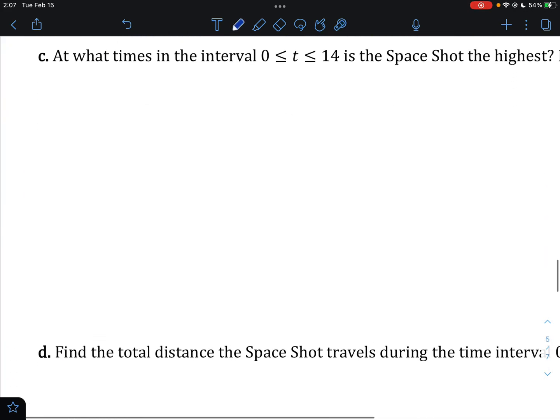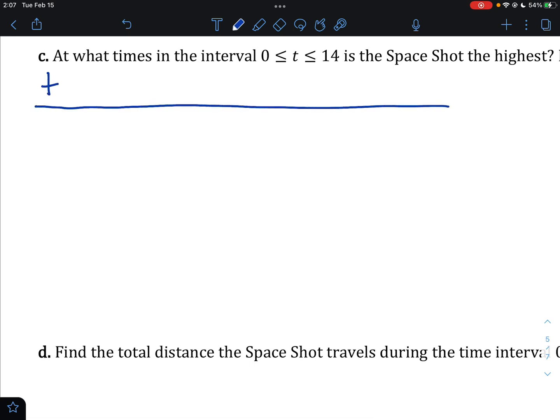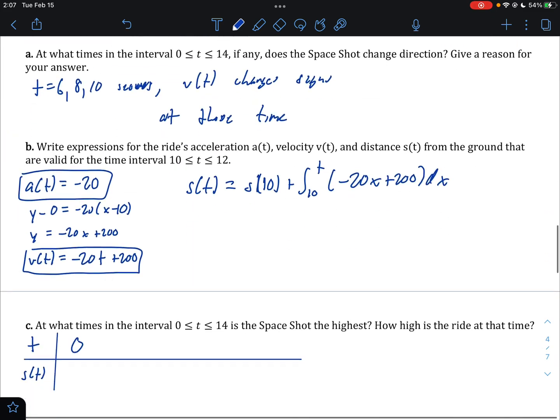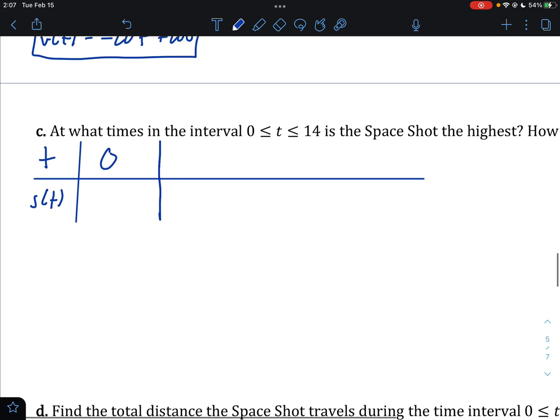So let's make a little table of t and s of t. We're going to have 0, 6, 10, and 14. All right, so the height at 0, well, that's obviously going to be 0. So that's definitely not our highest point.